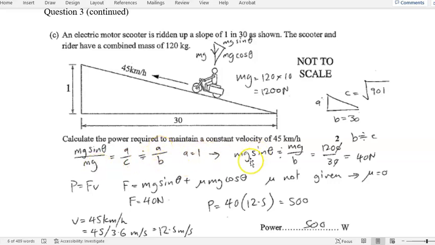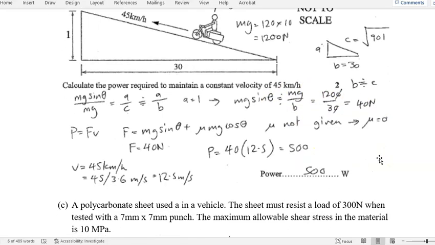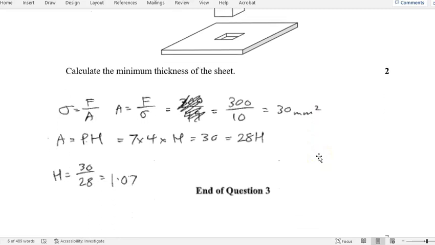A is 1, therefore mg sine theta equals mg over B, which is 40. Right? So 40, and then what you need to do is you need to multiply by the velocity. So velocity is 45 divided by 3.6 meters per second equals 12.5. 40 times 12.5 is 50. Okay, this question here, what we need to do here, a lot of people got the area wrong. I'll be honest, I wrote 49 here.